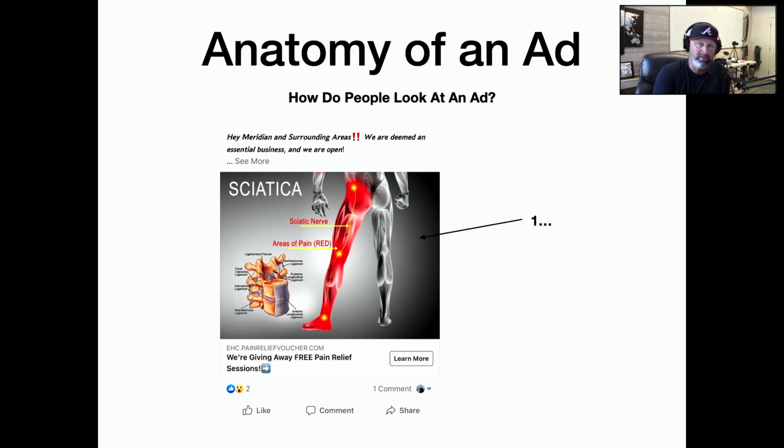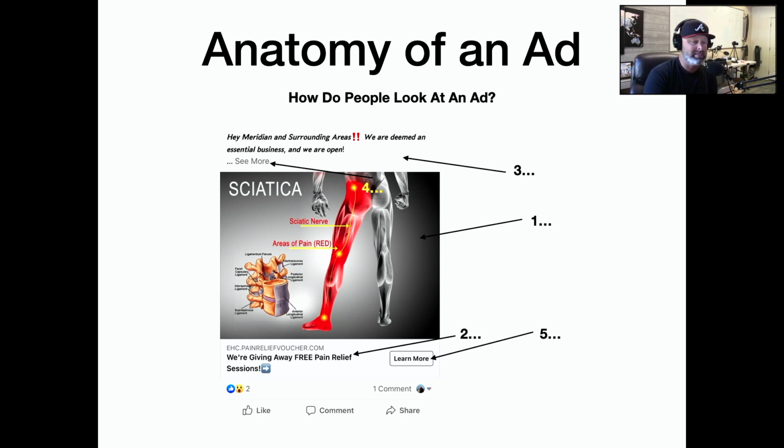Number one, you saw the image first. Number two, you looked at what the headline said. Number three, you looked at the top of the copy to see if it was of interest to you. Number four, you looked at that see more button, and in this case, you would click it and open up the entire ad to see what it said. And if it suited your fancy, number five, you would click learn more. How close were we to what you experienced? 9 out of 10 people experience ads in this exact way.